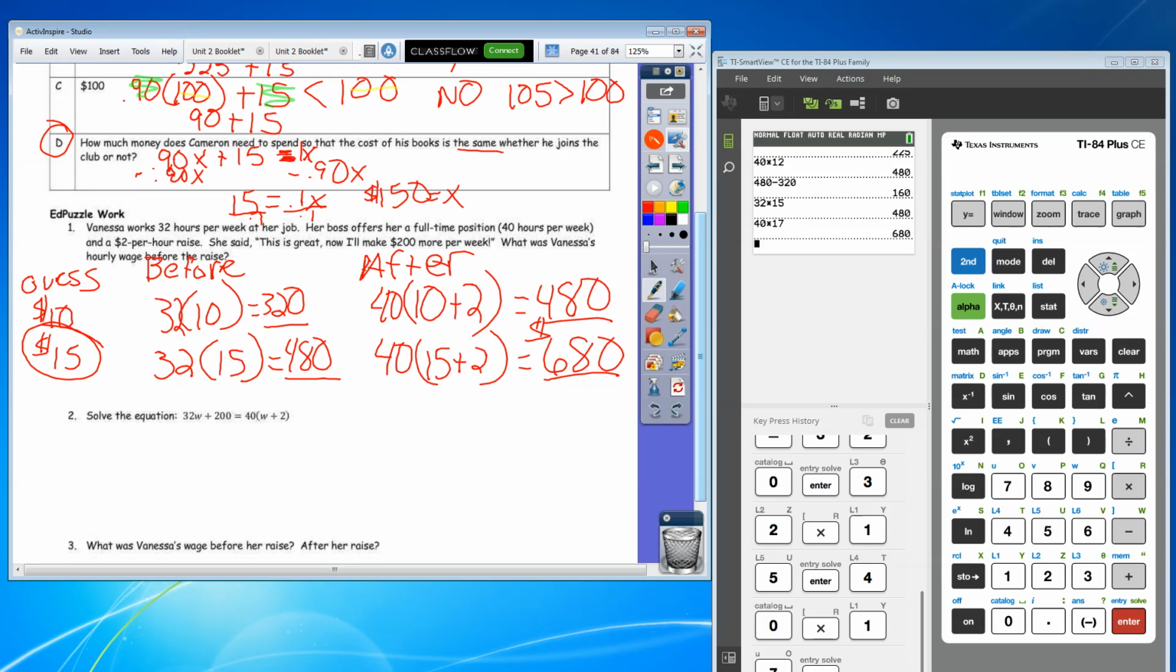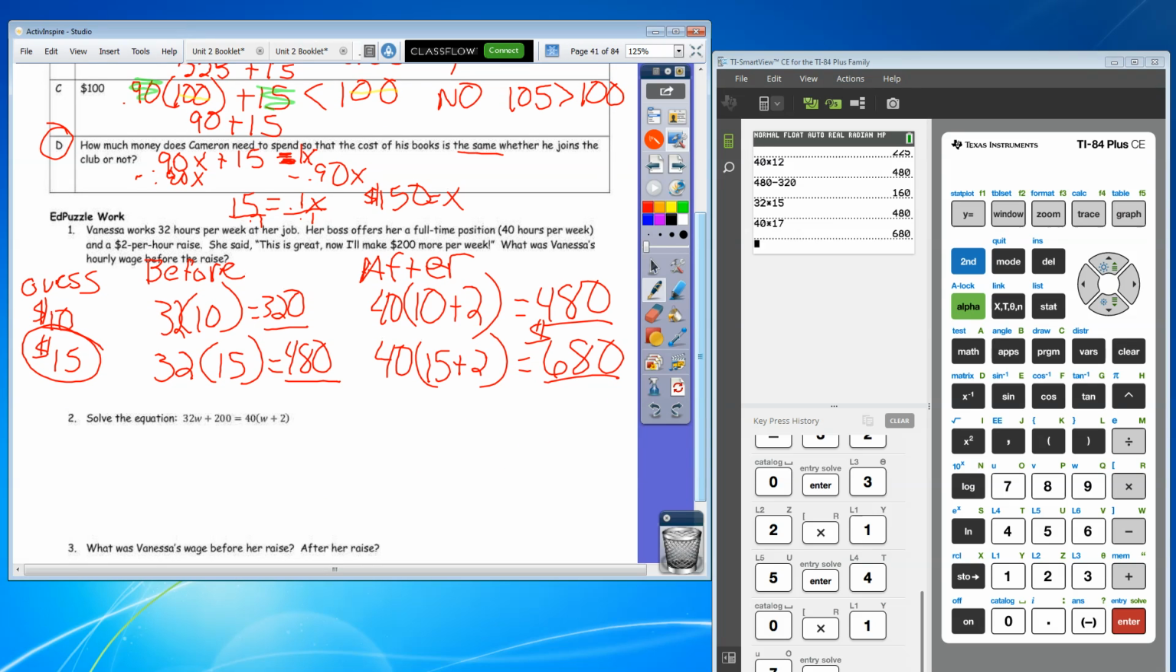Okay, so they want us to solve this equation. All right. So 32W plus 200 equals 40W plus 2. Can you please solve this equation for me?